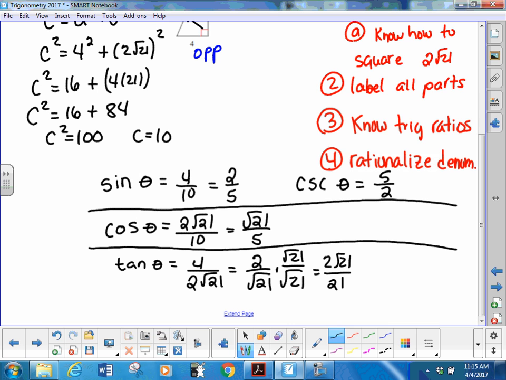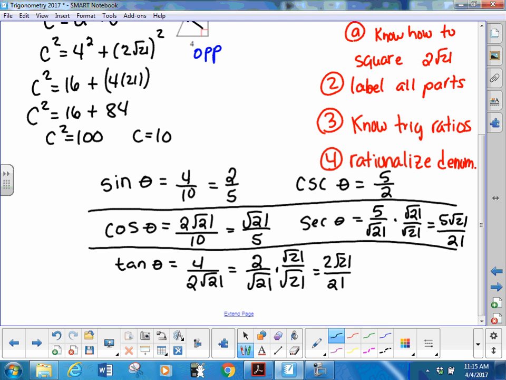Cosine is going to go with secant. And I'm going to go right here and put 5 over the square root of 21. I got to rationalize, though, before I can do that. And once you start rationalizing, it's pretty easy to see what's going to happen.